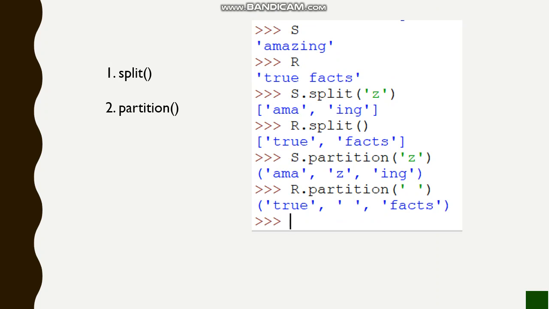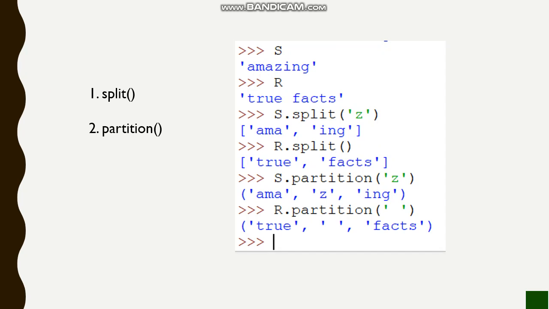The next two functions are split and partition. The split function will split the given string into different words or different elements of a list based on the substring that is mentioned inside the split function. If we have not mentioned any substring, it is taken as space. So in this example, with the same strings S and R, S.split("z") means we are trying to split the string S based on the letter Z. So you get two strings, "ama" on one side and "ing" on the other side.